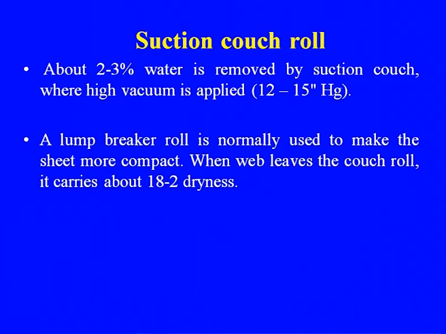In the suction couch, about 2 to 3% water is removed, where high vacuum is applied. A lump breaker roll is normally used to make the sheet more compact. When the web leaves the couch roll, it carries about 18 to 20% dryness.